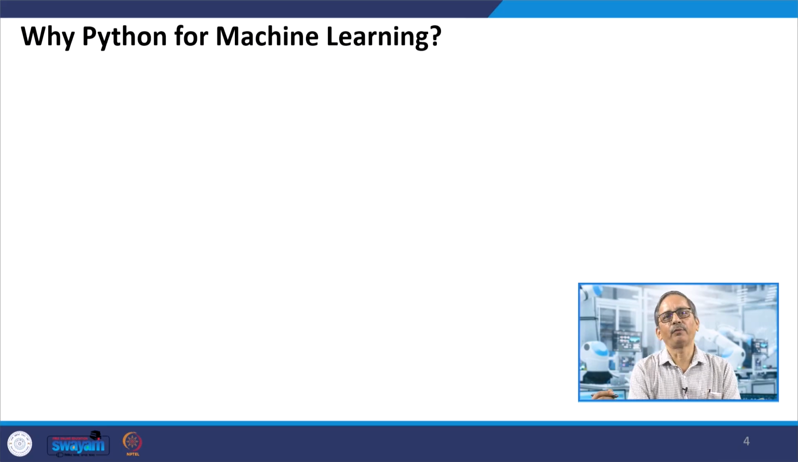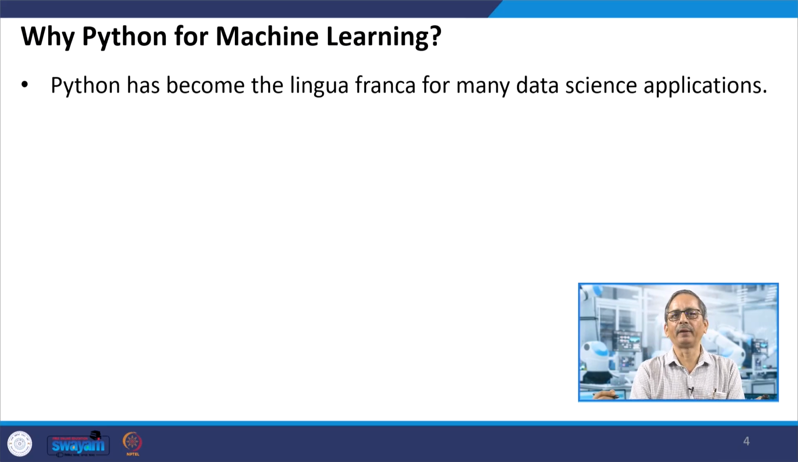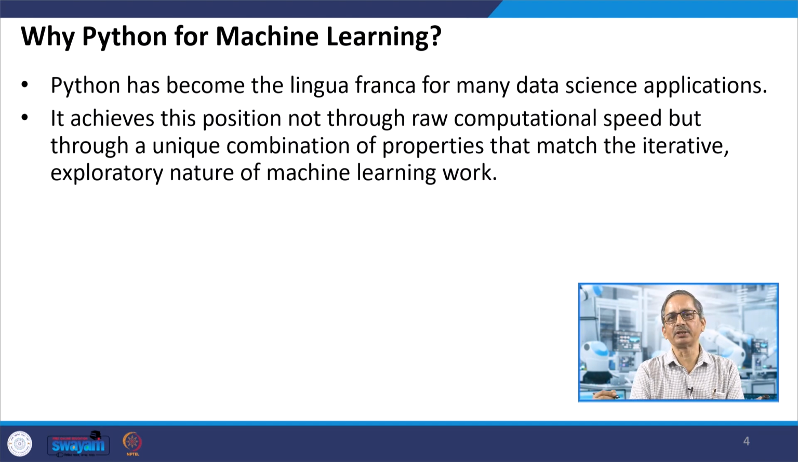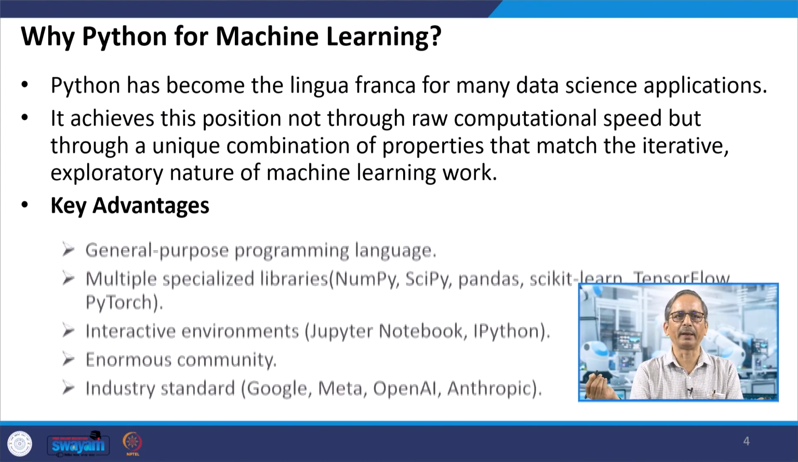So, why Python for machine learning? You see, Python has become very important for many data science applications. It achieves this position not only through raw computational speed, but through a unique combination of properties that match the iterative exploratory nature of the machine learning framework. So, there are various advantages of Python as a tool for machine learning applications.